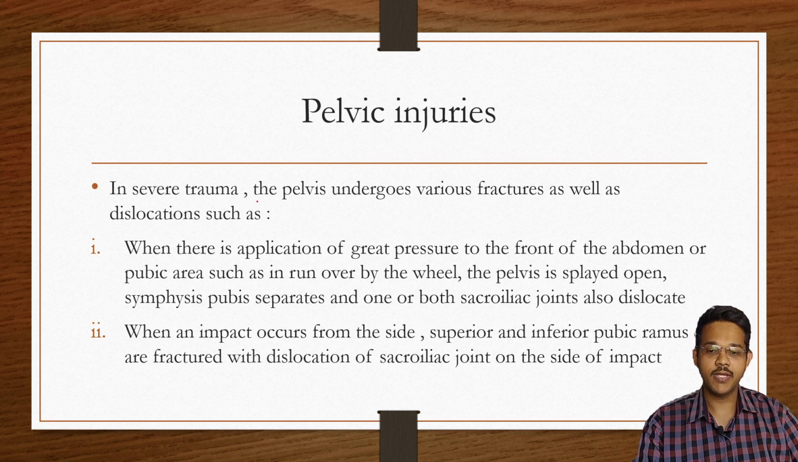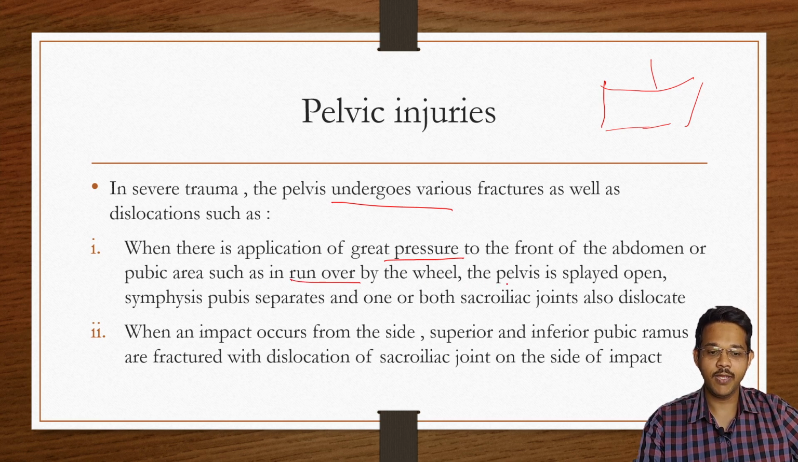Coming to injuries to the pelvic region, in severe trauma, the pelvis undergoes various fractures as well as dislocations. When there is application of great pressure to the front of the abdomen, such as being run over by a wheel, the pelvis is splayed open. So if an anteroposterior force is present, then the pelvis is opened. The symphysis pubis separates and one or both sacroiliac joints are also dislocated. When the impact occurs from side to side, then the superior and inferior pubic rami are fractured with dislocation of the sacroiliac joint at the site of impact.